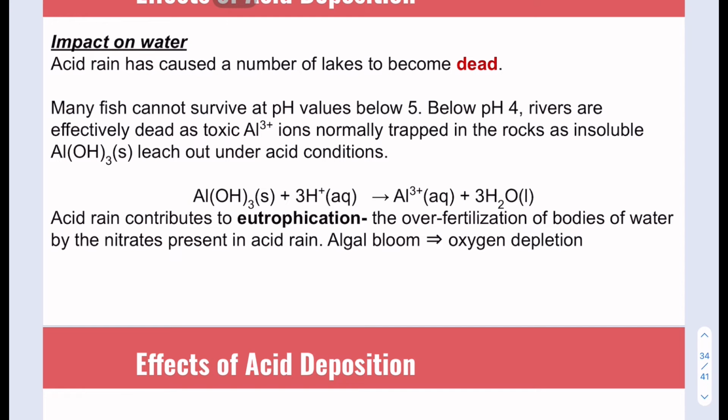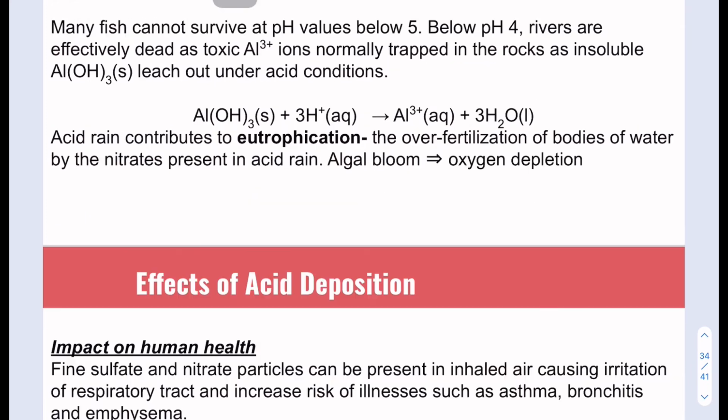And if the fish do not survive, then other life forms that depend on the fish for their survival also cannot survive, or they have to evolve or adapt. Something that may look like a good thing, but is actually not, and can sometimes be a very, very bad thing, is eutrophication.